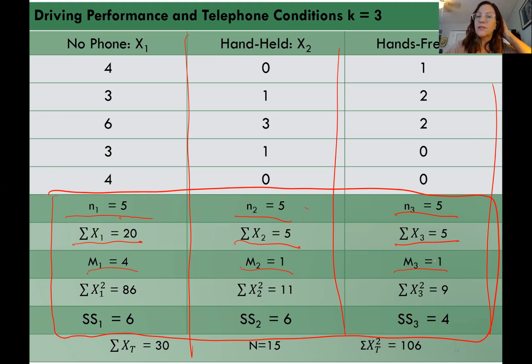Then we need our sum of X squared for each group separately, meaning 4 squared plus 3 squared plus 6 squared plus 3 squared plus 4 squared is 86. 0 squared plus 1 squared plus 3 squared plus 1 squared plus 0 squared is 11. Those are the sum of X squareds for each of the groups separately. Then I use those to get our sums of squares separately for each group.